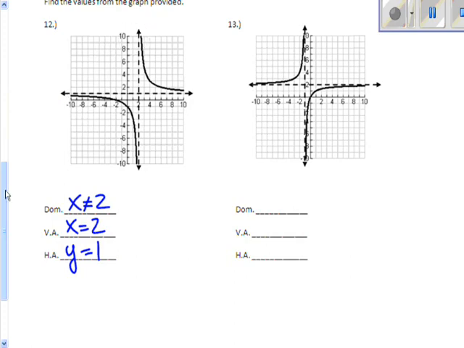For the second one, I do the same thing. Here, the vertical asymptote is at x equals -1. The horizontal asymptote is at y equals 2. And those are easy enough to identify, vertical and horizontal lines.